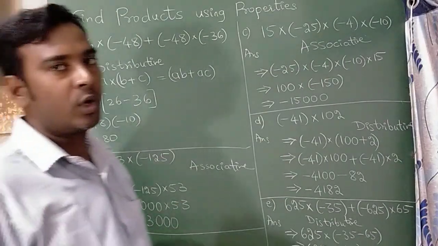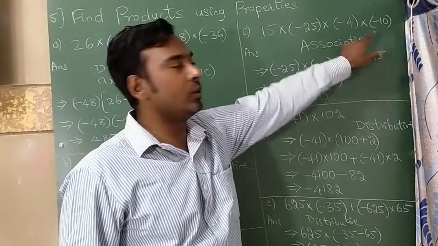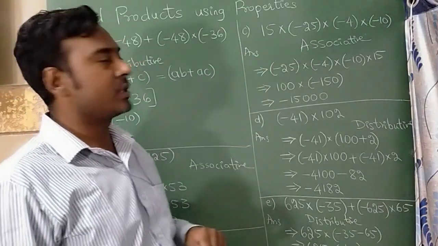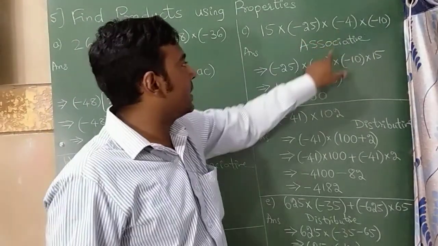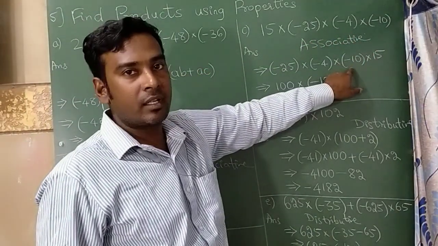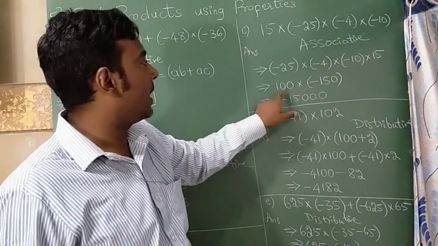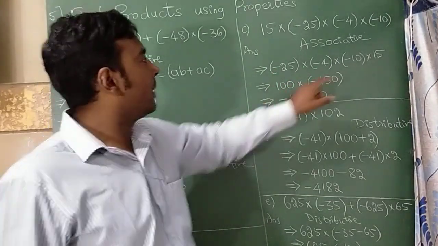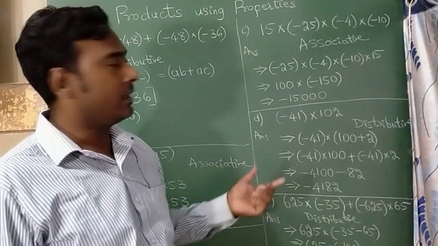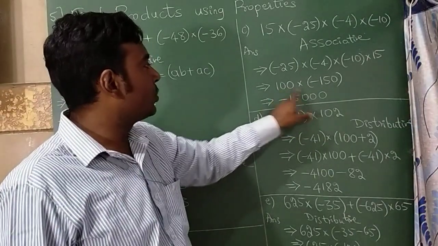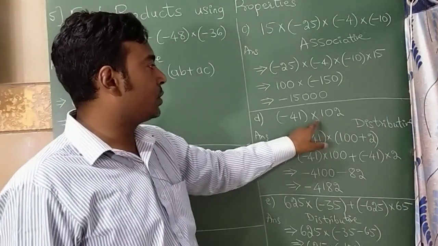Fine. Now let us move on to the next question, that is C. 15 into minus 25 into 4 into minus 10. Again you can use the associative property. It means you can change the places. Minus 25 I have written here, minus 4 I have written here, minus 10 I have written here. What I have done is I have shifted this 15 to the last. Now 25 4s are 100, minus into minus plus, 10 into 15 is 150 because there is a minus here. Now it is easy. Minus 150 I have written here, 2 zeros I have written here. That's it.